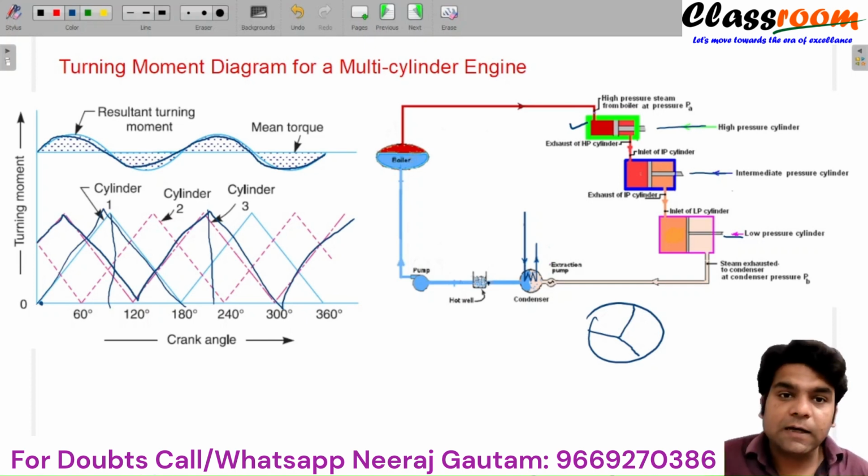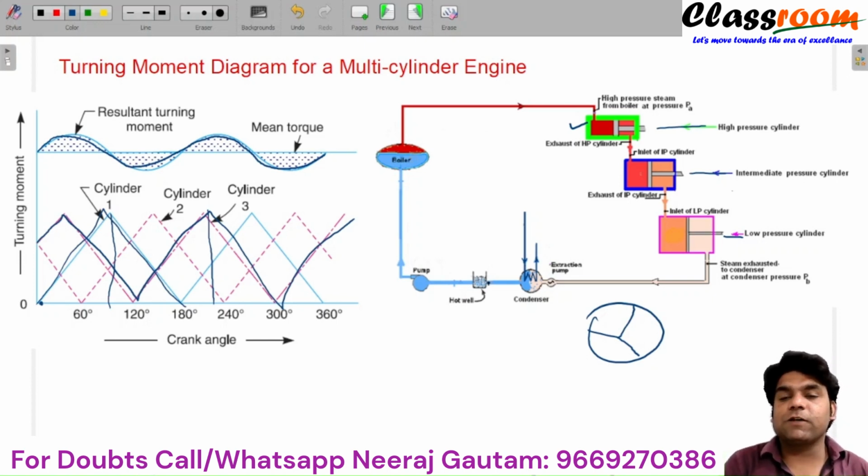Now in the next lecture, we will introduce the flywheel and see the fluctuations of energy in turning moment diagrams, and how we can determine the dimensions of flywheels, as well as the various characteristic parameters for designing flywheels.